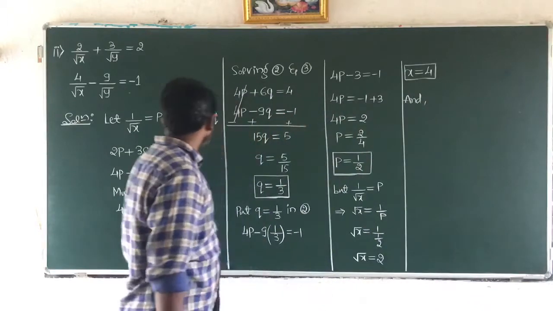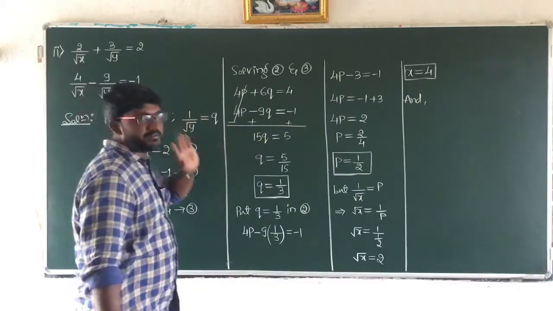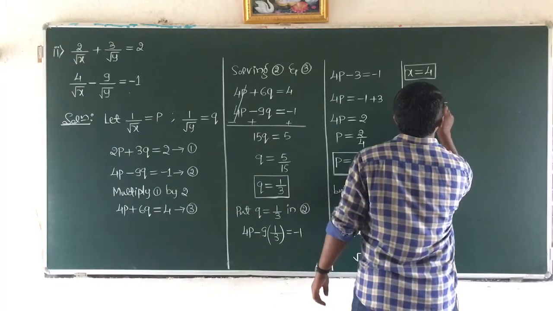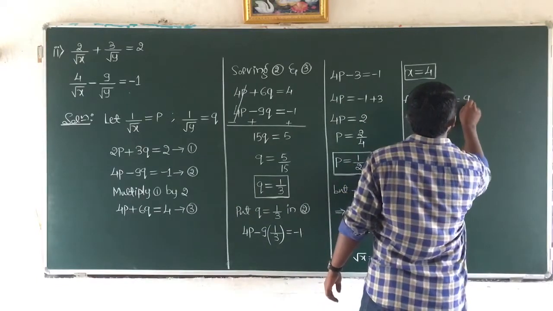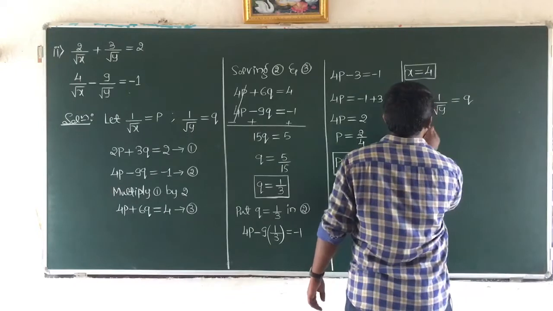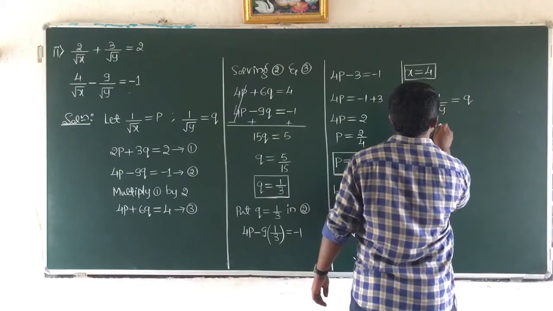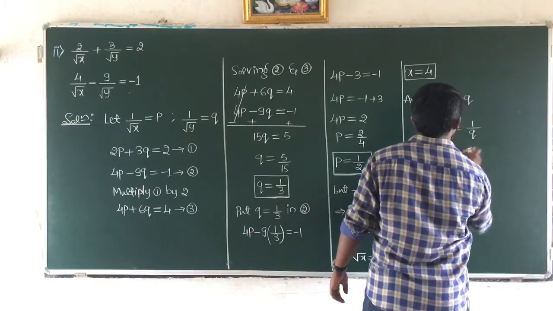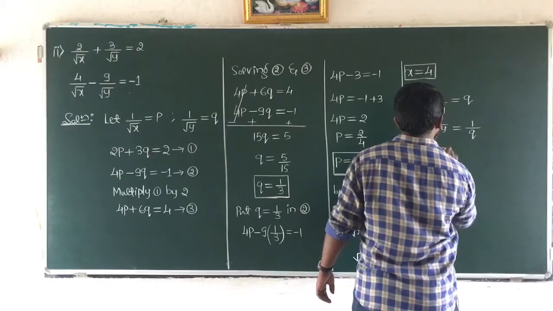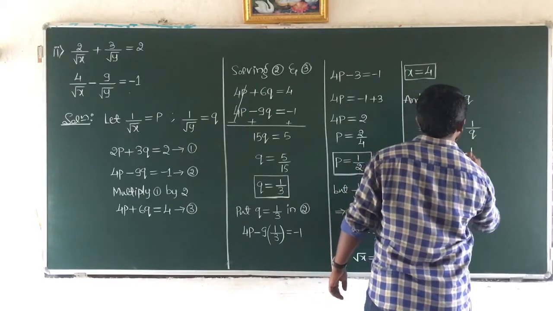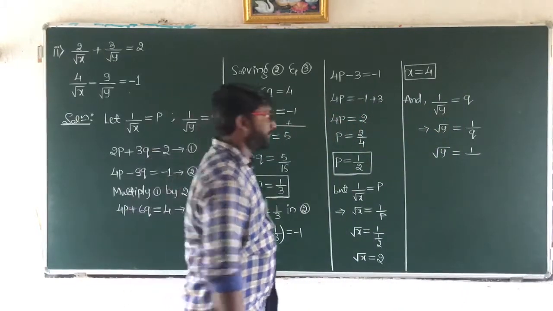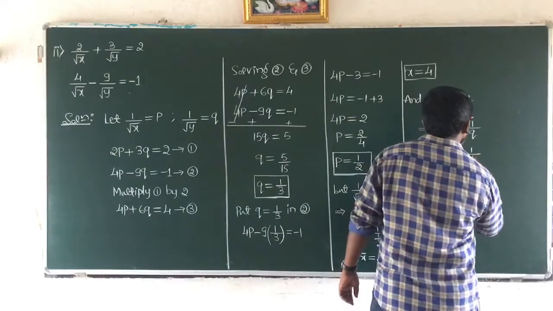Consider the second condition now, 1 by root y which is equal to q. This implies root y is equal to 1 divided by q. So root y is equal to 1 divided by, what is q? The value of q is 1 by 3. So I write 1 by 3.